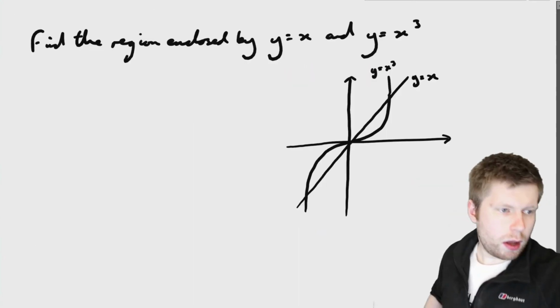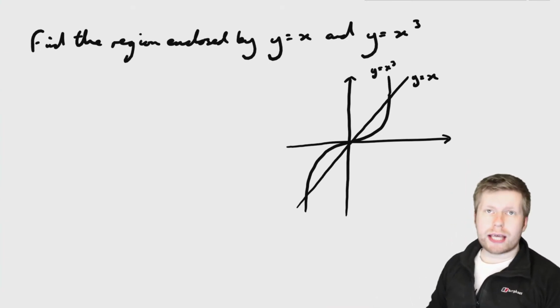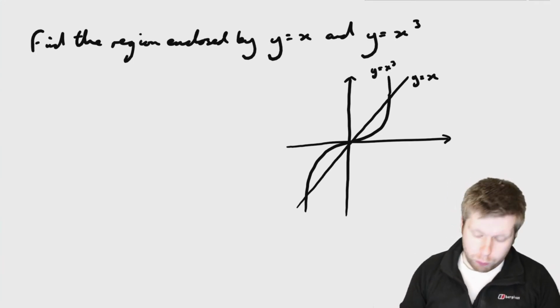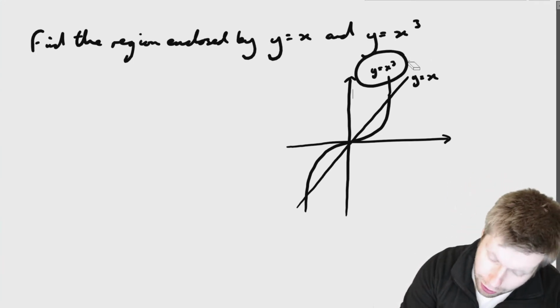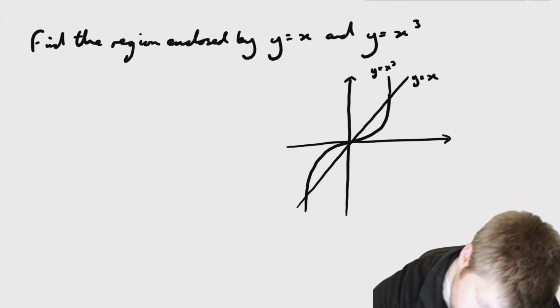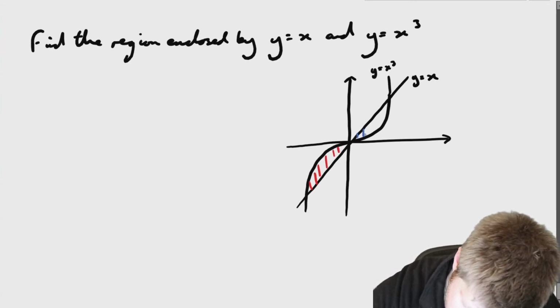Okay, so second question then, we need to find the region which is enclosed by y equals x and y equals x cubed. So have a look. I've got here the curve y equals x cubed, that's the kind of curvy curve, okay? And I've got the straight line y equals x. And I need to find the area of this region and the area of this region put together, okay?